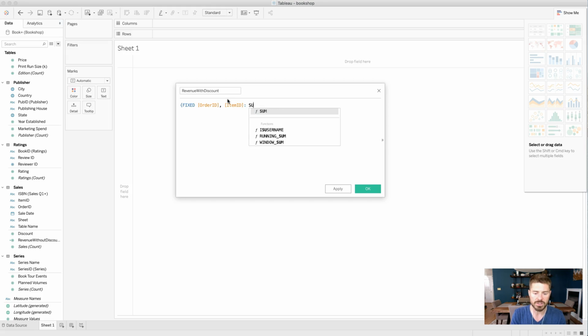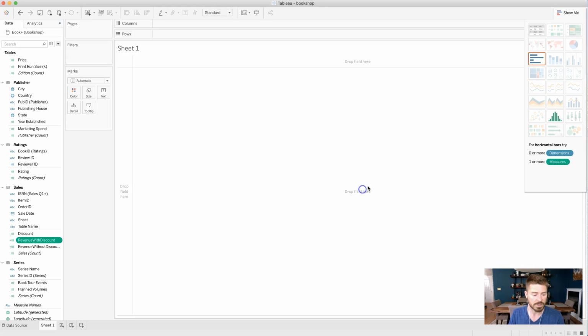And here we're going to sum, but what are we going to sum? We're going to sum price times, and let's try 1 minus discount. Seems like a reasonable place to start. So if the discount is 0.15, that means there's a 15% discount, which means we get 85% of the revenue, 1 minus the discount times the price. That looks all good. So let's do this.